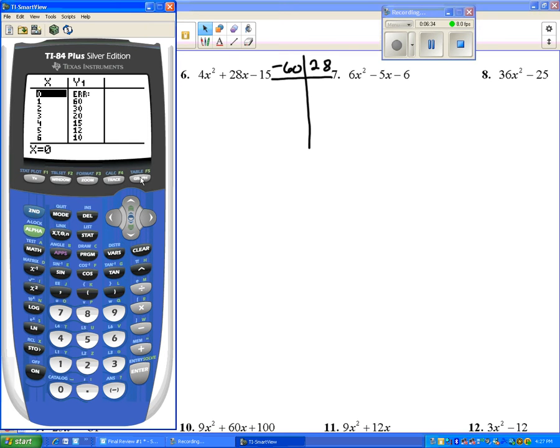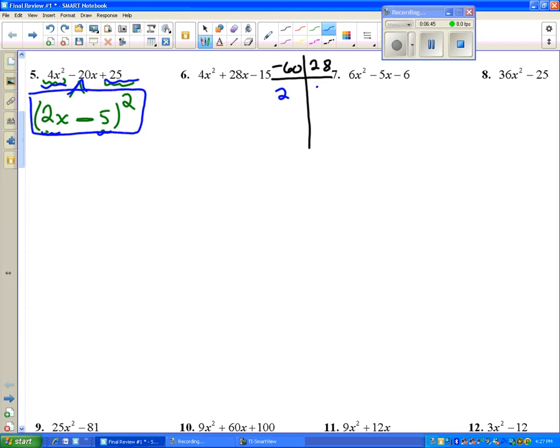1 and 60, 2 and 28. Excuse me, 2 and 30 can give me 28 if one of them is negative. So it's 2 and 30 that I'm looking for. It needs to be a negative 2 because of that negative 15. I need a negative in there. Negative 2 and 30. So I'm going to go ahead and do my fraction.